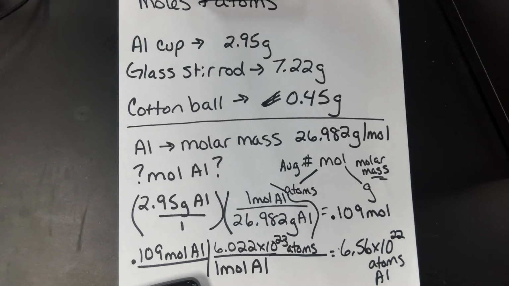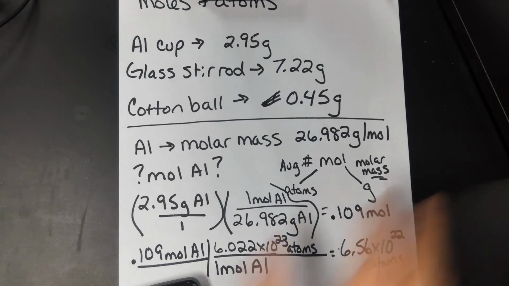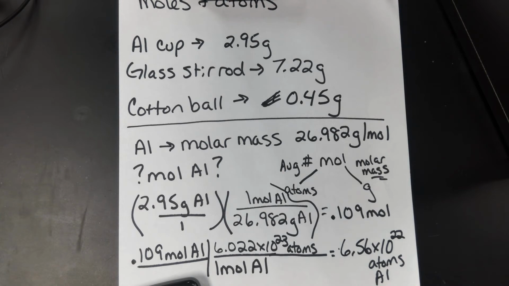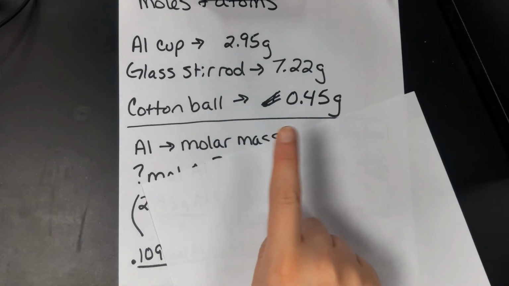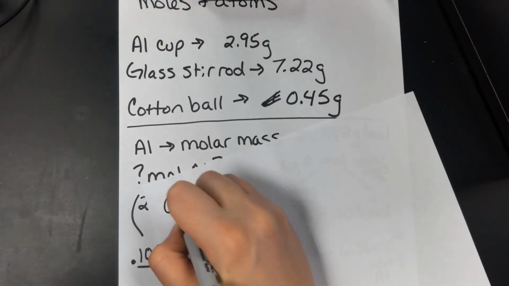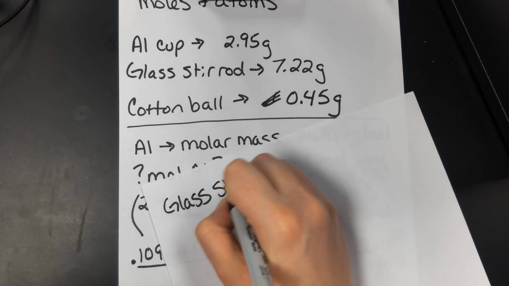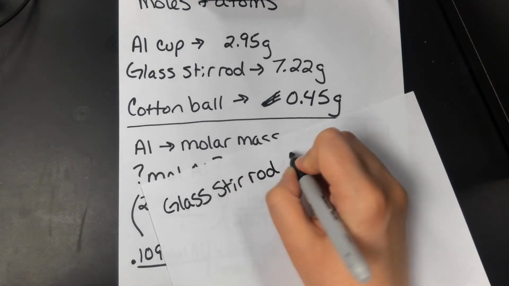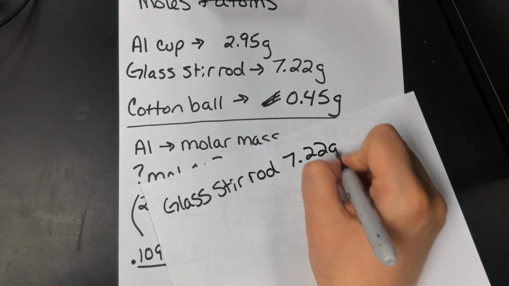Now let's do the glass stir rod, and then that should be enough to help guide you into how to do the cotton ball, right? So the glass stir rod, I weighed it, I pretended to weigh it, and I got 7.22 grams. So let me rewrite that right here. Glass stir rod, 7.22 grams.